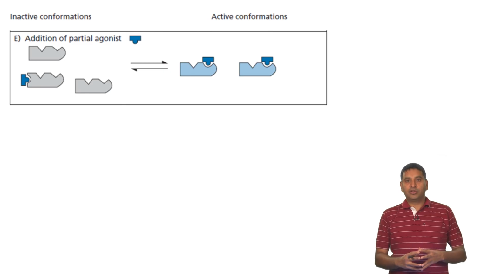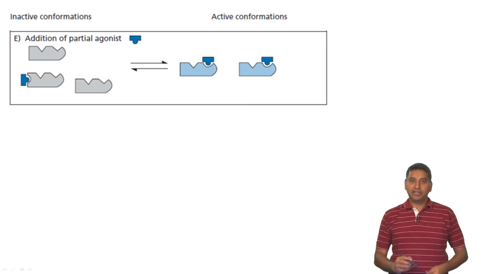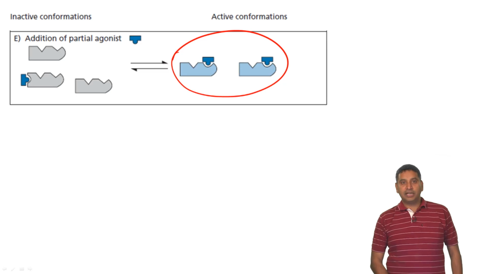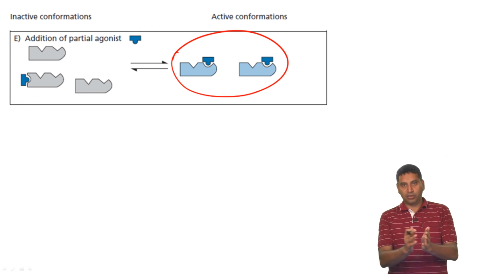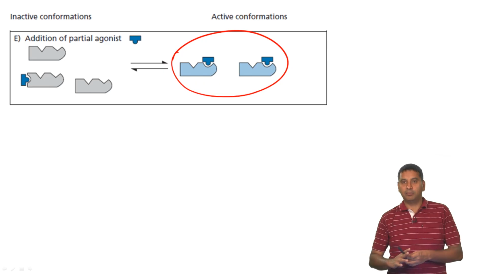Now, we looked at the concept of a partial agonist, and in order to understand this, we can again propose an equilibrium between the active and the inactive conformations. The partial agonist binds to the active conformations as well as the inactive conformation, and what it does is that it allows this equilibrium to occur, wherein only a diminished signal is manifested.